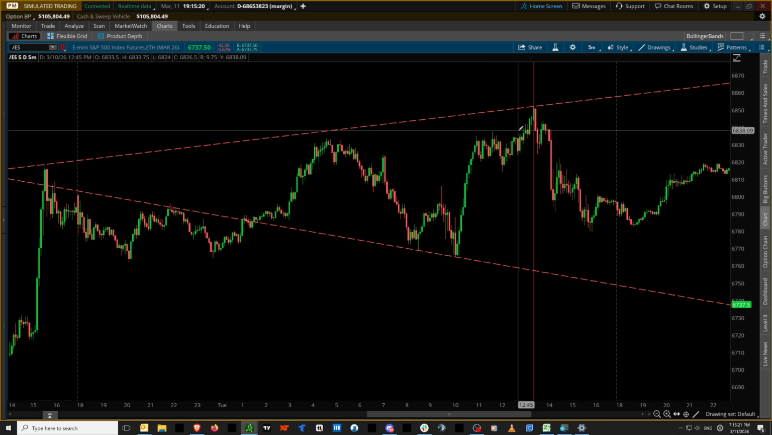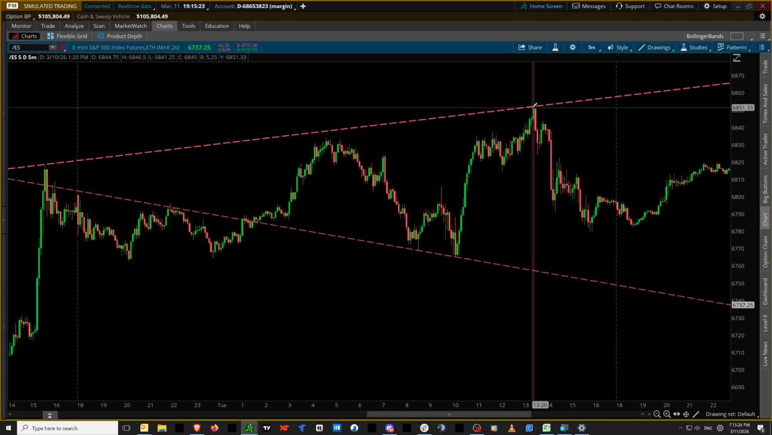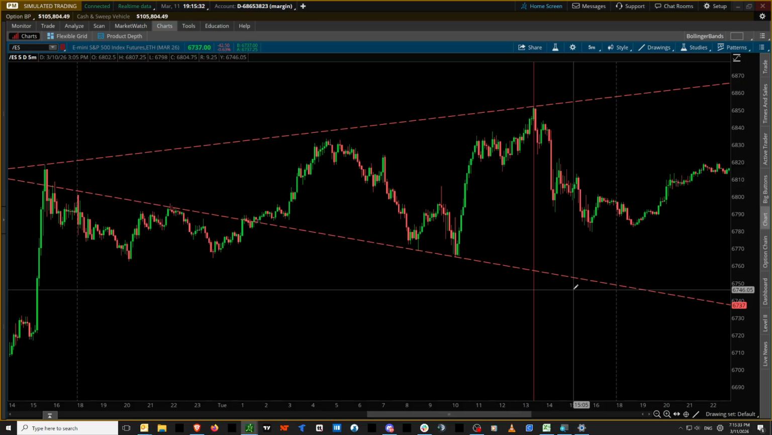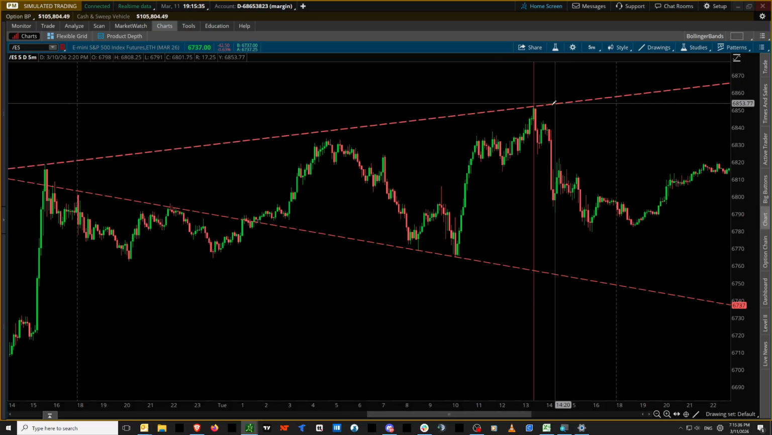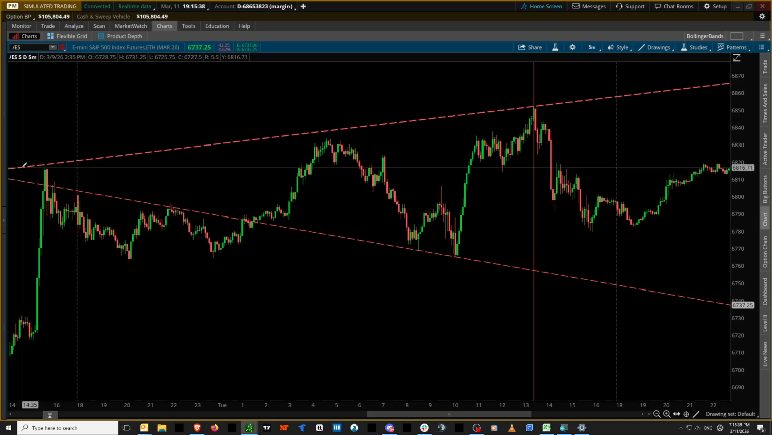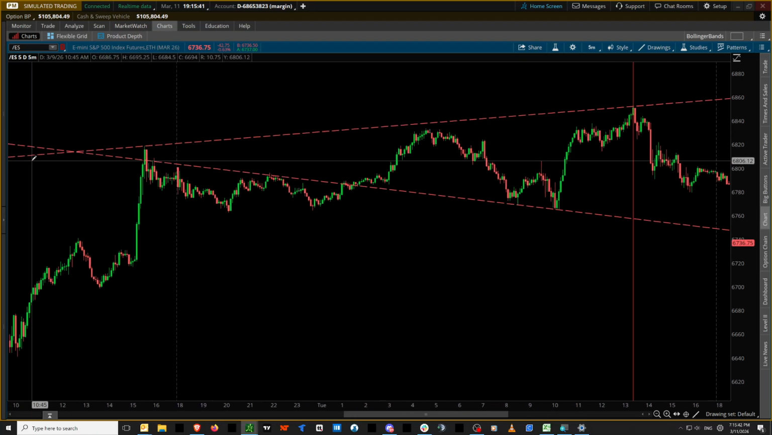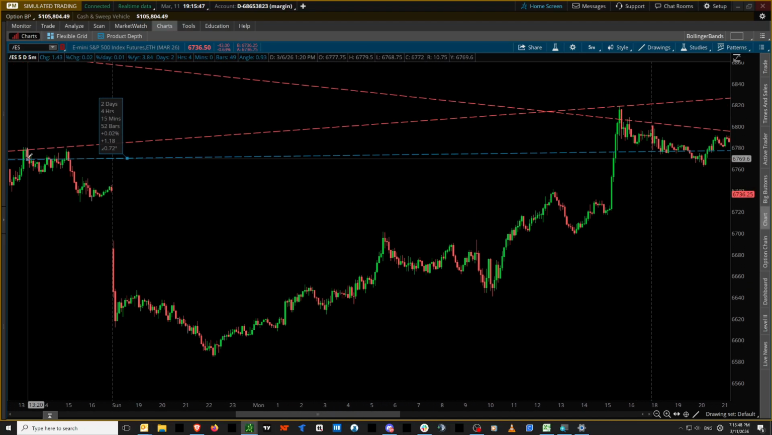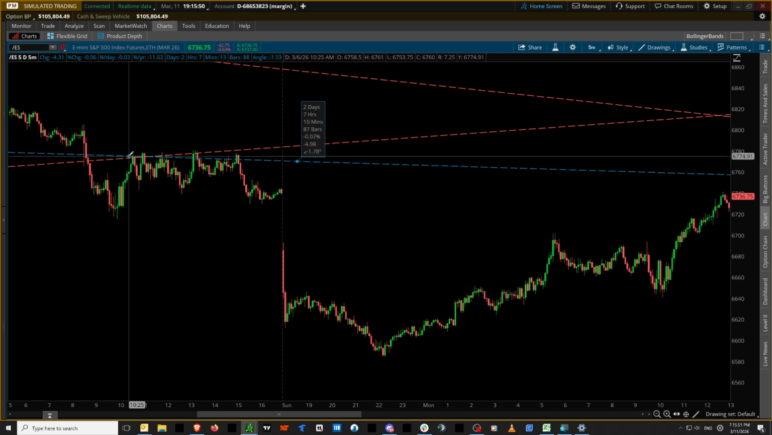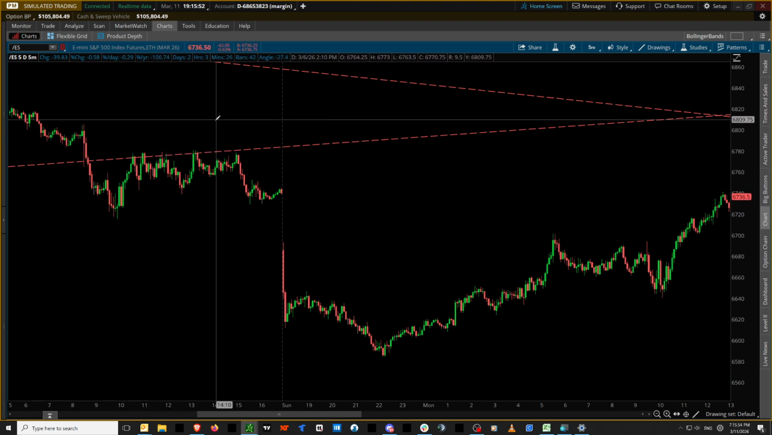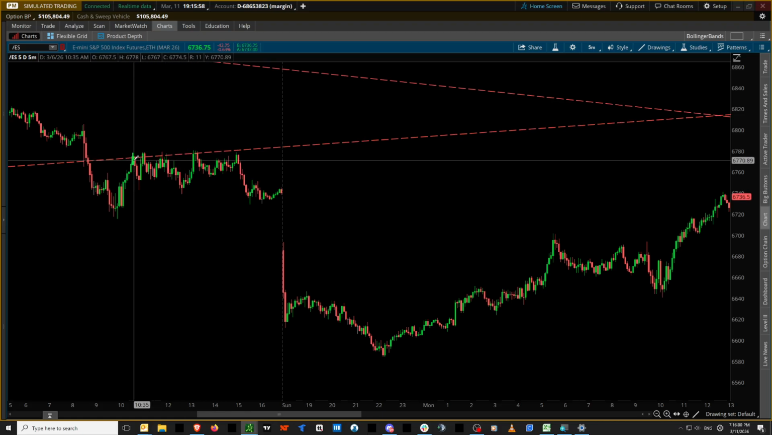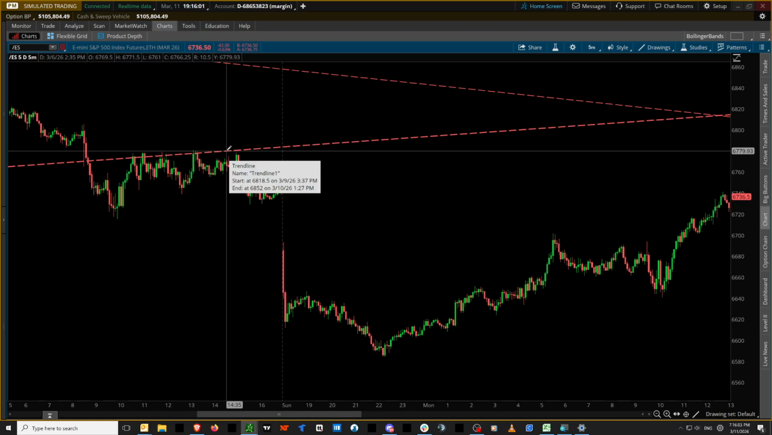The way I validate the line is I look left. So let's look at this. What we've created here is a broadening formation, a series of higher highs to a series of lower lows. So here's this higher high. I'm going to go to the left and follow this line back, maybe, and looky there. See that? That's historical of the line I just drew. That validates this line.